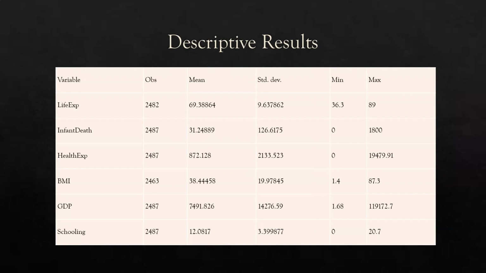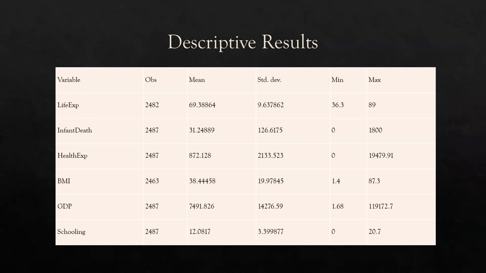Infant deaths is the next variable discussed. The average infant deaths in the model is 31.24. The standard deviation is 126.61. The minimum infant deaths in the model is 0, and the maximum was 1,800. Health expenditure is the next variable. The mean health expenditure in the model was 872. It means 872% of their GDP. The standard deviation is 2,133. The minimum was 0, and the maximum was 19,479.91.